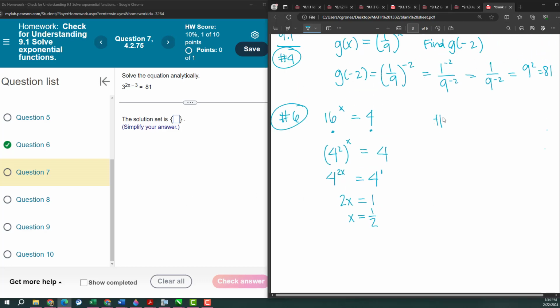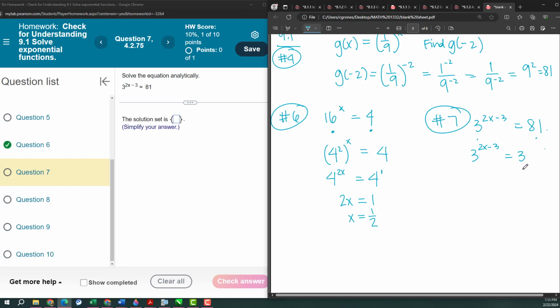So number 7, 3 to the 2x minus 3 equals 81. So this one is similar to what we just did. We need to get the same base on both sides. So if we have 3 to the 2x minus 3 and then 81, we need to find the root of 81.